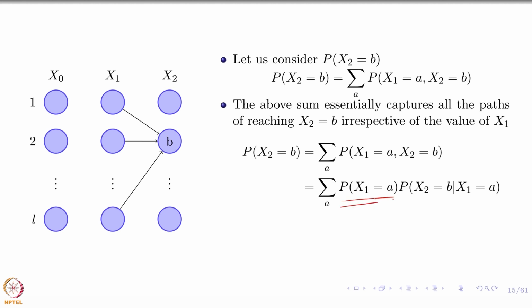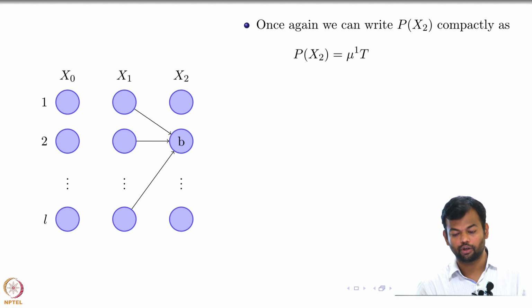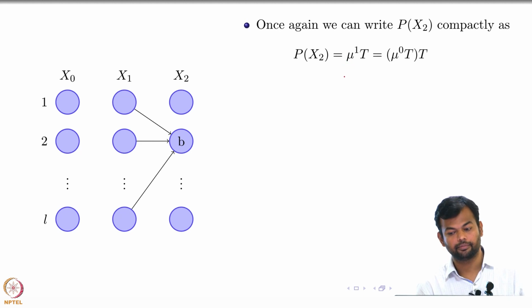What is this? Mu1 of a. What is this? T_ab. It should have been T1_ab, but we have assumed that T1, T2, T3, everything is T. Okay. So this is again mu1 of a times T_ab. Again, I can write the entire thing compactly as mu1 T. Right? What is mu1? Mu naught into T.